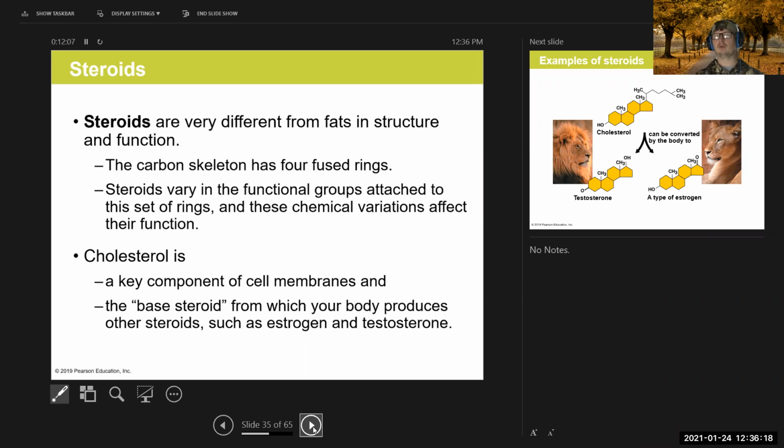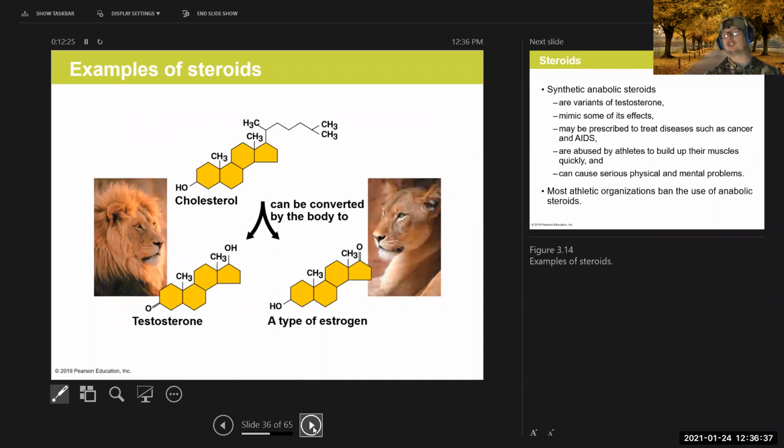So cholesterol will be converted by the body into either estrogen or testosterone, depending on the expression of those in our body, which is usually determined by gender. But cholesterol is a really key component in cellular membranes too. So phospholipid membranes, which we'll talk about when we talk about cells and the structure and function of cells in the next chapter, chapter 4, I believe.